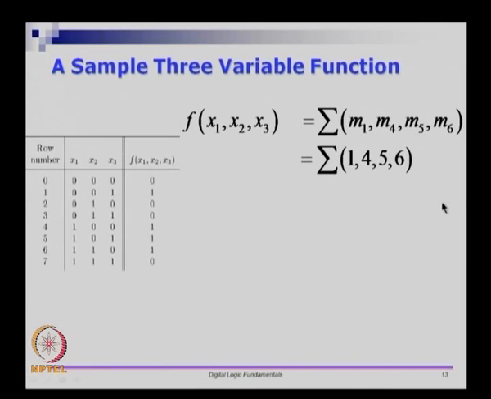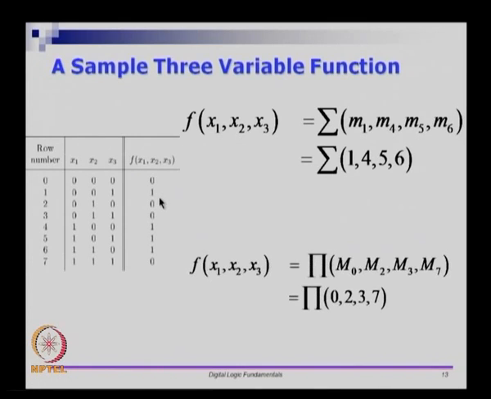The English way of explaining this is, f is a function which is on when the condition in row 1 is true, or row 4 is true, or row 5 is true, or row 6 is true. So one of these conditions should be true, and when will row 1 be true? Row 1 will be true if x1 is 0, x2 is 0 and x3 is 1. So that's when row 1 will be exercised and so on.